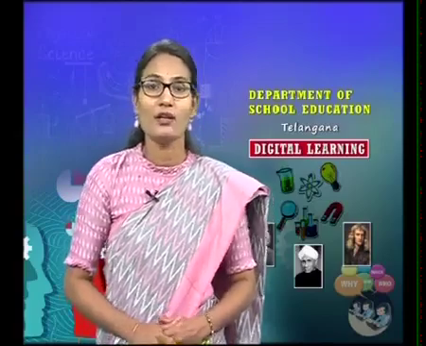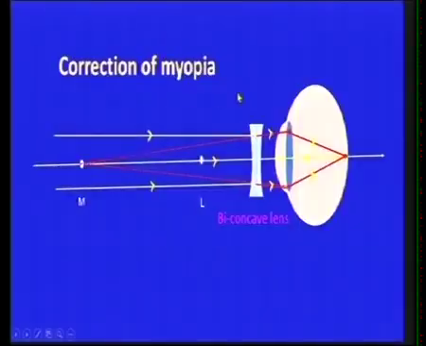For better understanding, observe this ray diagram, children. Correction of myopia. Here a biconcave lens is placed in front of the eye. Whenever the light rays coming from the longer distance are incident on the concave lens, it forms a virtual image at the far point. The image formed by this concave lens acts as an object for our eye lens. So now our eye lens receives the light signals which are coming from the far point. That's why it can form the image on the retina. So we can see the object clearly.